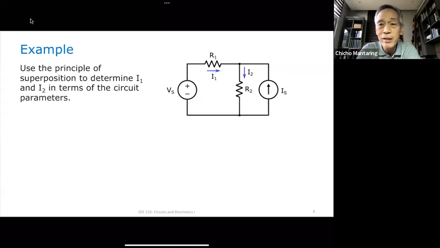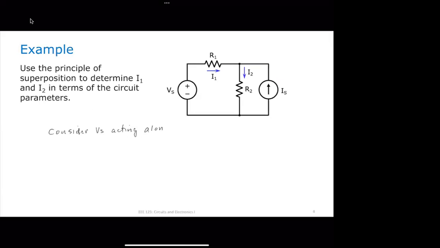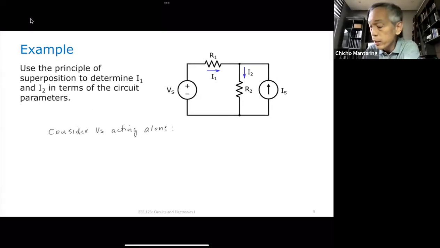Each current or voltage in the circuit will consist of two components. The first component will be due to, let's say, the voltage source acting alone, and the second component will be due to the current source acting alone. And so the total voltage or current will be the sum of those components. So for example, in this particular example, let's consider V of S acting alone.